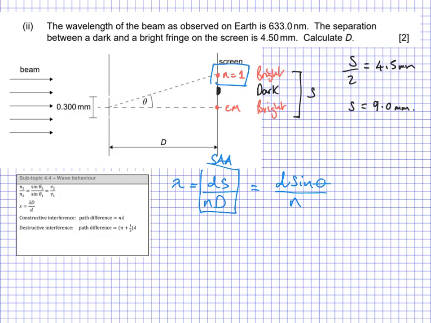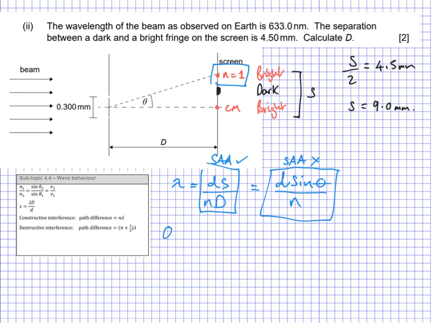These are the two formulas. If small angle approximation is true, I can use this. If small angle approximation is not true, then I have to use this. So let's go ahead and just solve for this angle, and that's going to give us an idea about whether or not we can just use the S value that we have and the wavelength value that we have to find D. Okay, so let's do that.